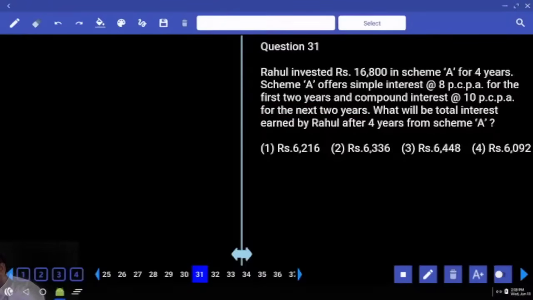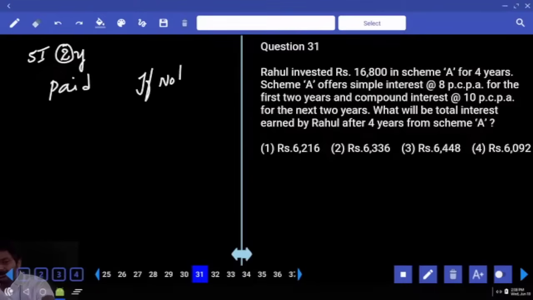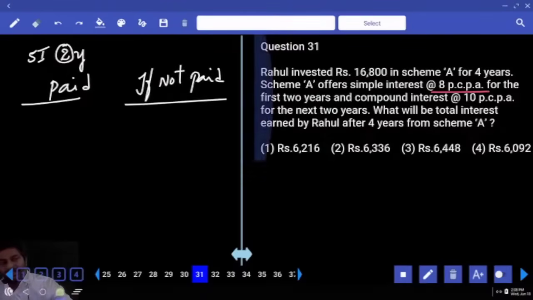There are two different cases here. If simple interest is paid after 2 years, there is one way to calculate. Simple interest after 2 years, if it is paid, or if not paid, there are two different cases. If it is already paid, for the first 2 years, every year 8% simple, 2 years, 16%.